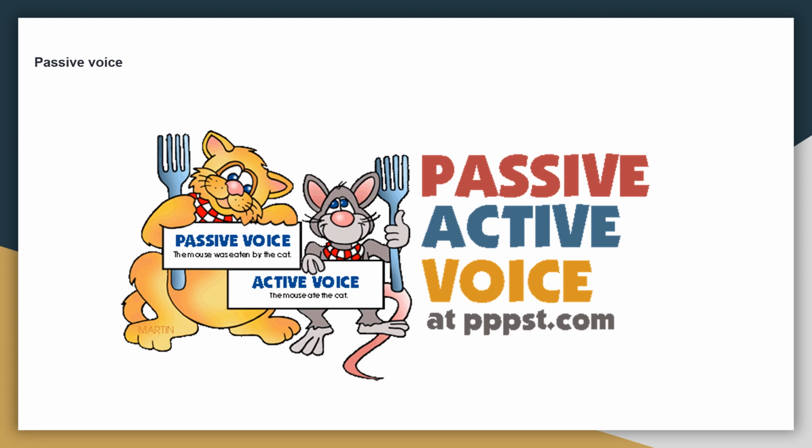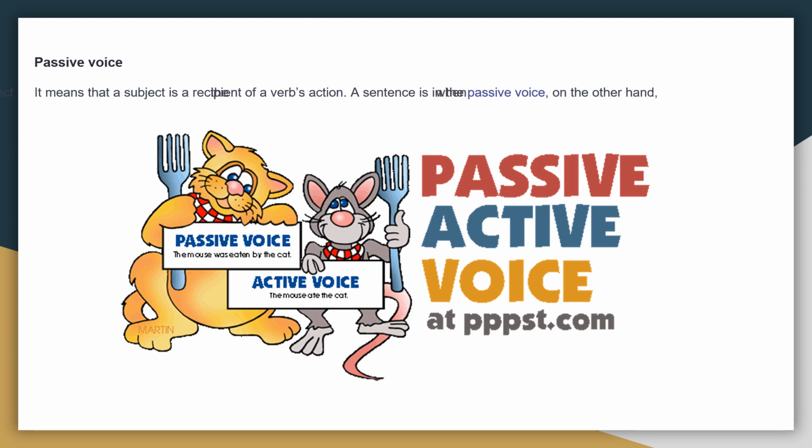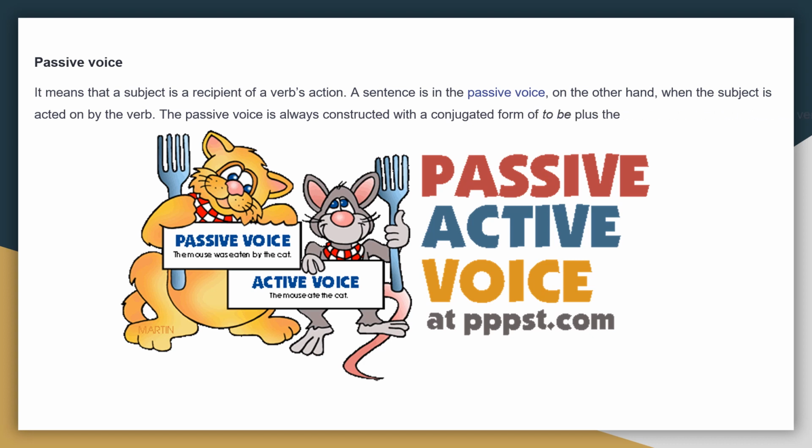Moving forward to the passive voice. In passive voice, the subject is a recipient of the verb's action. A sentence is in the passive voice, on the other hand, when the subject is. The passive voice is always constructed with a conjugate form of "to be" plus the verb's past participle.